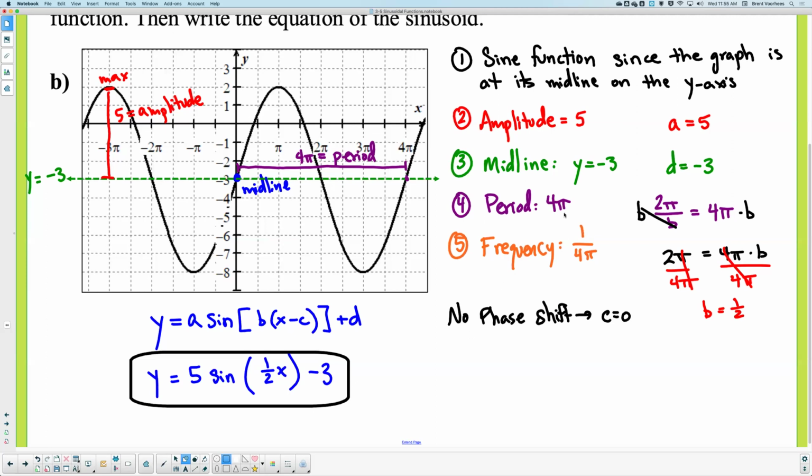The frequency is the reciprocal of the period. It's not the reciprocal of b, it's the reciprocal of the period. So these two are related. And by the equation, you would use the b to find them, but ultimately the b is not the period itself. Okay? All right.